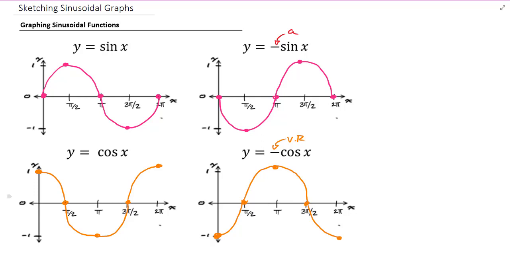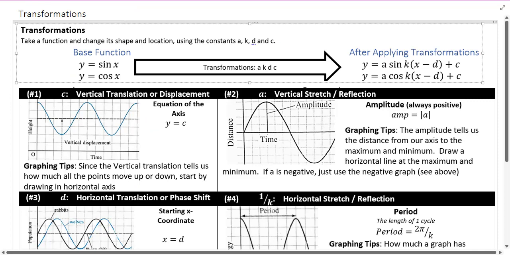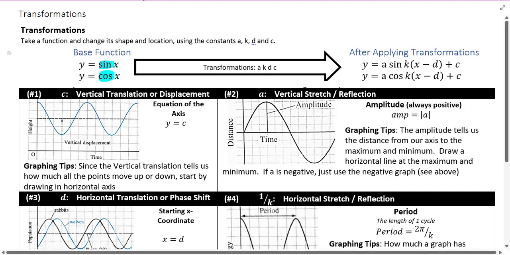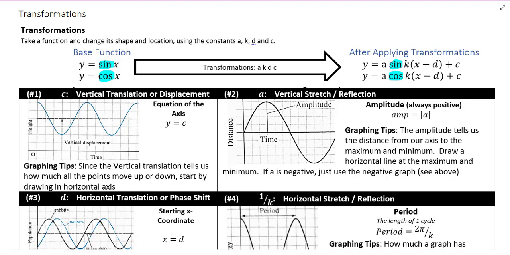All right, let's have a look at the transformations. So let's start by having a look at the 4 transformations that we would perform. We're going to be performing them on, like we said, sine or cos. Here's sine, here's cos. And there's 4 transformations, sometimes denoted by the letters A, K, D, and C.